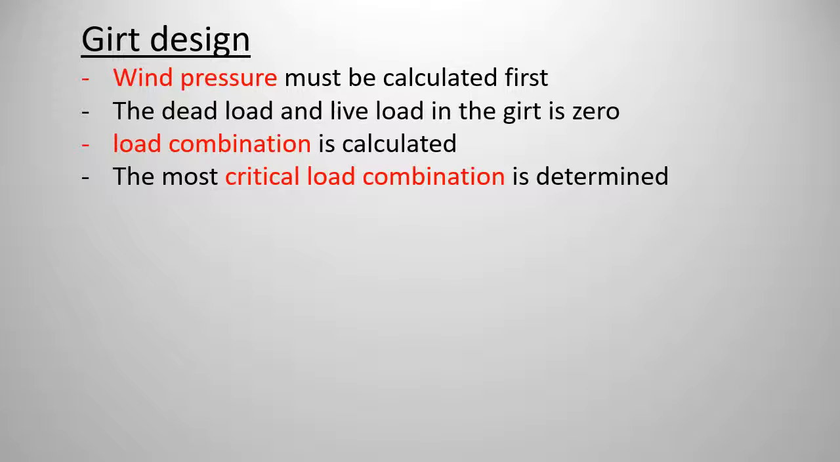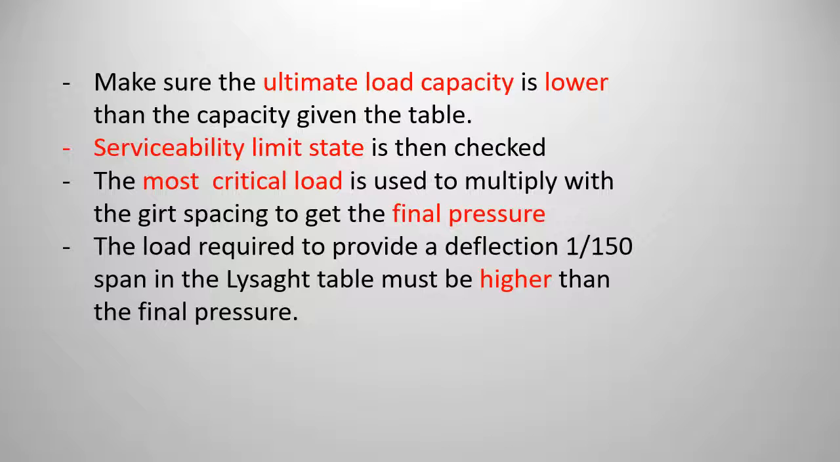The most critical load is determined and the ultimate state girt design is done with the suitable girt selected from the Lysaght table. Check if the ultimate load is lower than the capacity given in the table. Serviceability state is then checked with the wind load and load combination in the serviceability state. The most critical load is used to multiply the girt spacing to get the final pressure. The load capacity in the table must be higher than the final pressure.